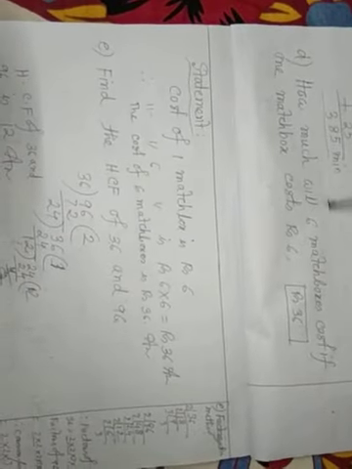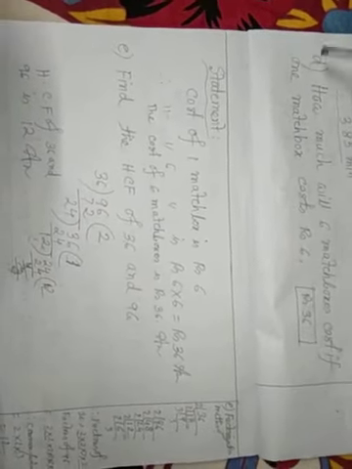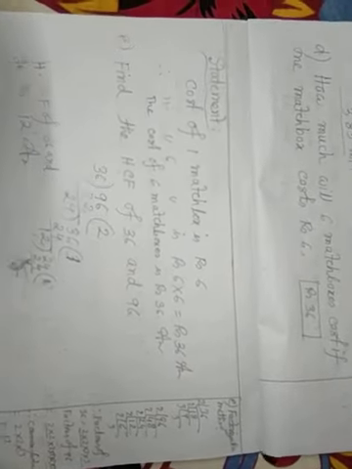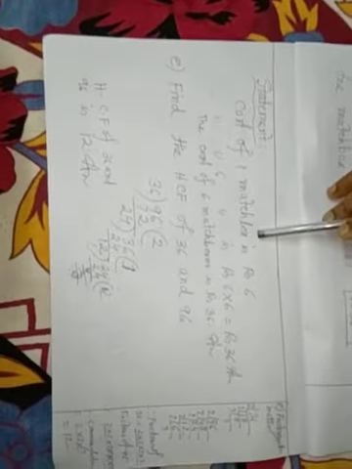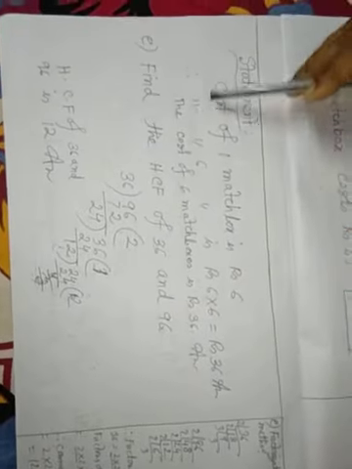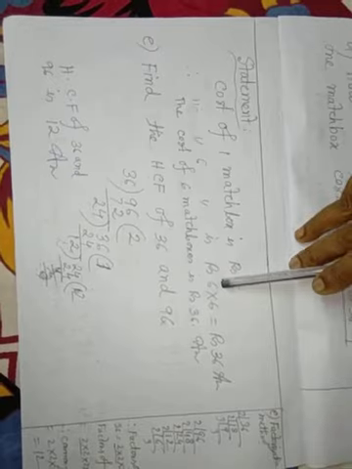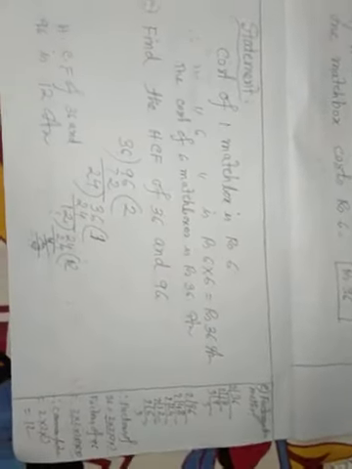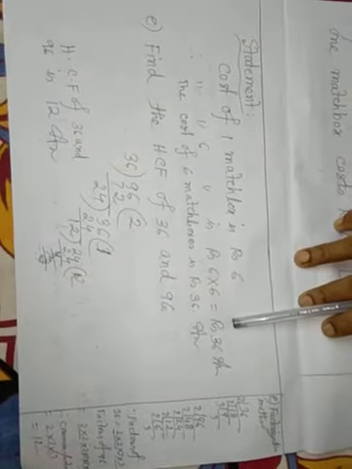D. How much will 6 matchboxes cost if one matchbox costs rupees 6? Statement, cost of one matchbox is rupees 6, therefore cost of 6 matchboxes is rupees 6 into 6 equal to rupees 36. The cost of 6 matchboxes is rupees 36. Okay.